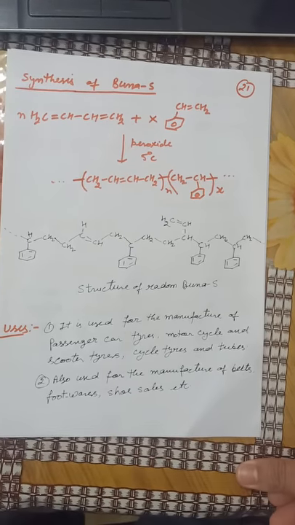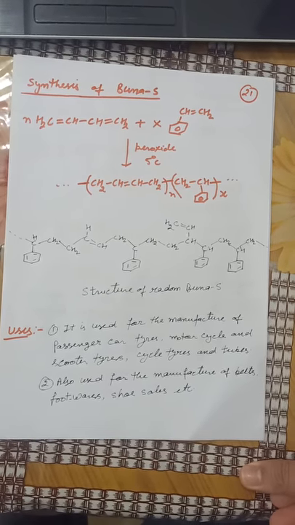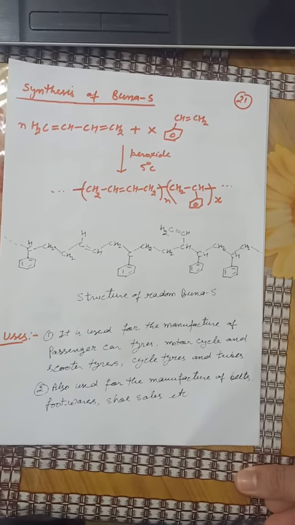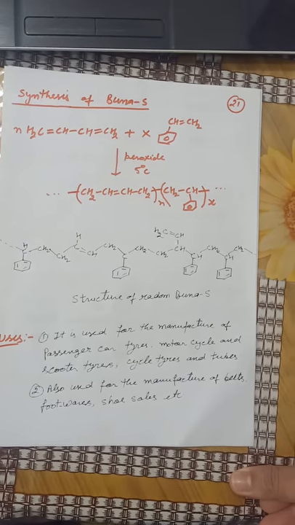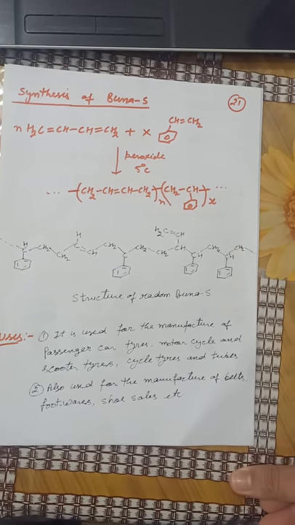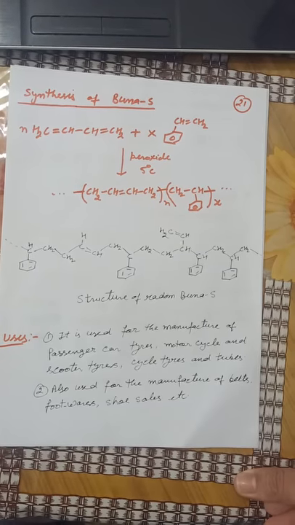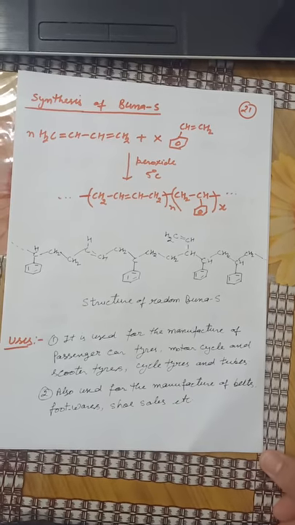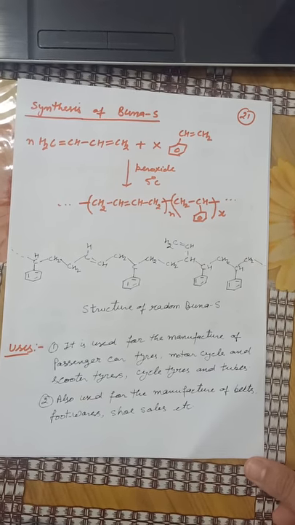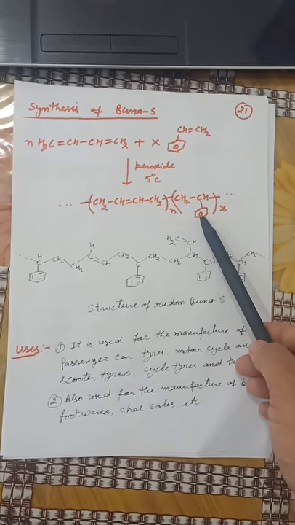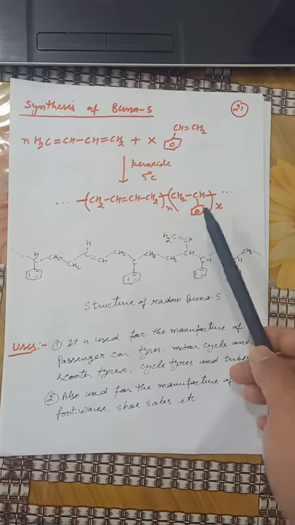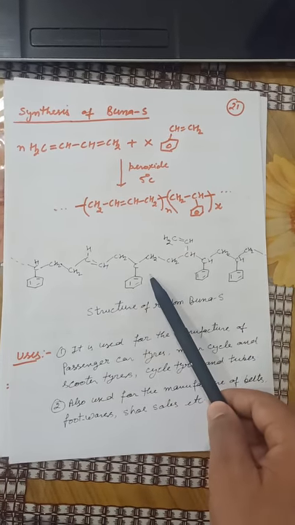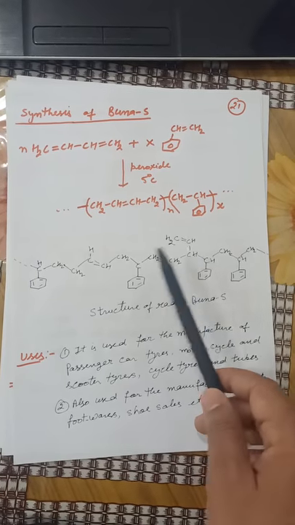If you see the synthesis of this Buna-S, n number of molecules of butadiene and x number of molecules of styrene. Why here n and x? Because they are used in a 1:3 ratio. 1 mole of butadiene will react with 3 moles of styrene, so I am writing different terms, n and x. When they are treated in the presence of this peroxide at 5 degrees centigrade, they give this type of linear polymer which is called Buna-S. You can see this is the structure of random Buna-S. There is no particular proper arrangement, or you can say addition, of these monomers.